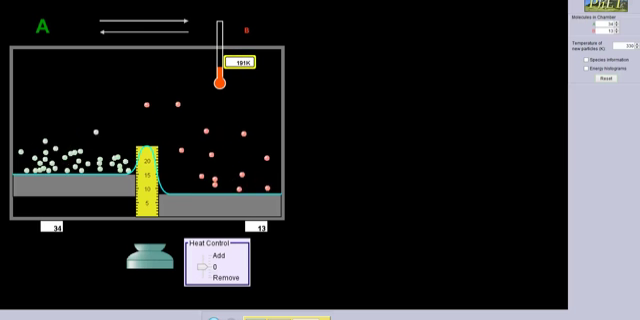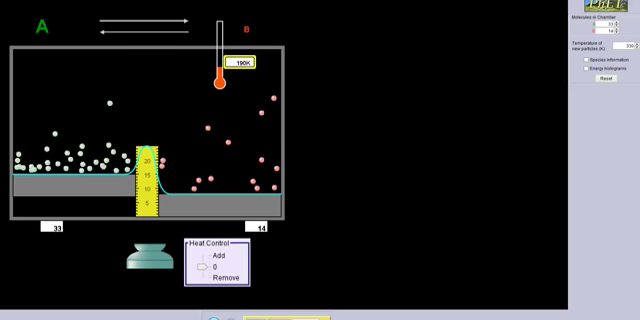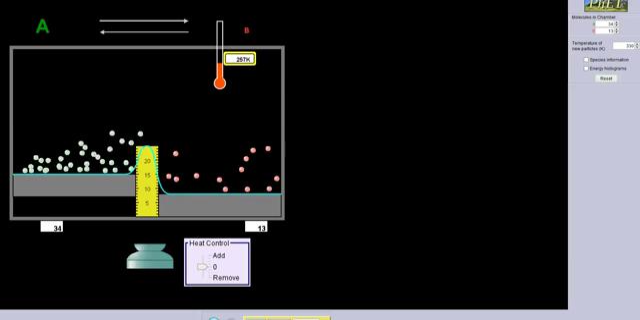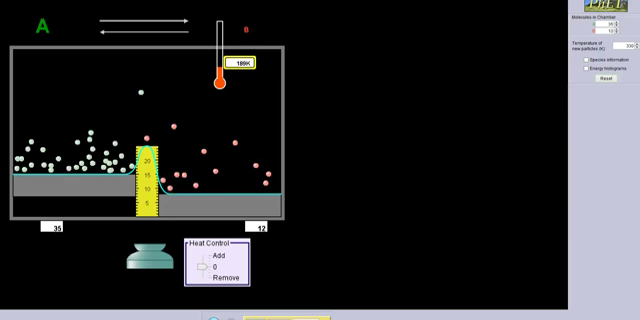This is Mr. Houston coming at you with a little flipped assignment here on equilibrium. Now what you're seeing here is a particulate model that is showing two reactions.